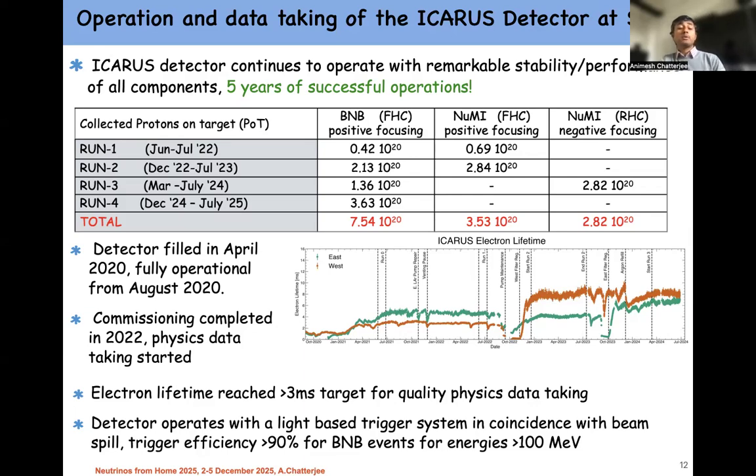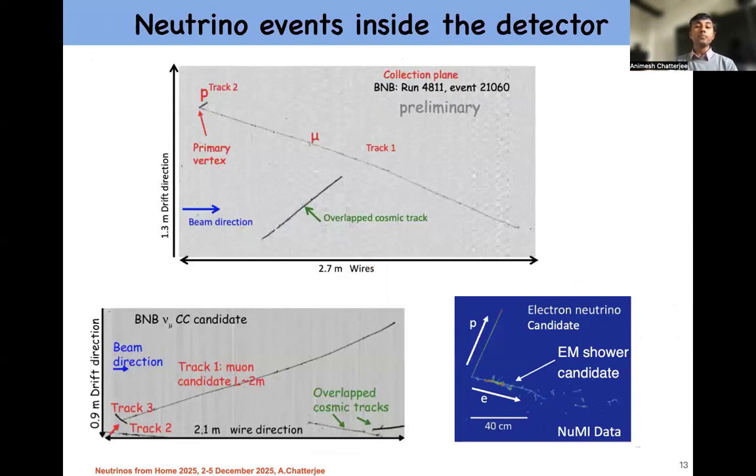So in terms of the performance of the detector, it started physics data taking when the electron lifetime was greater than 3 milliseconds. However, the detector is performing very well with an electron lifetime greater than 6 milliseconds. And the trigger performance of the detector is greater than 90% with an energy threshold of 100 MeV.